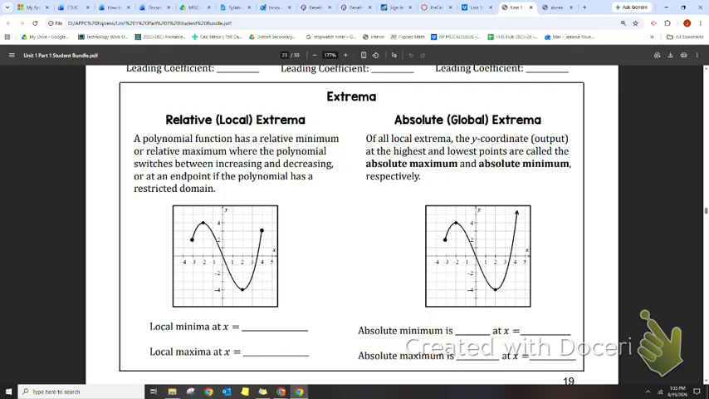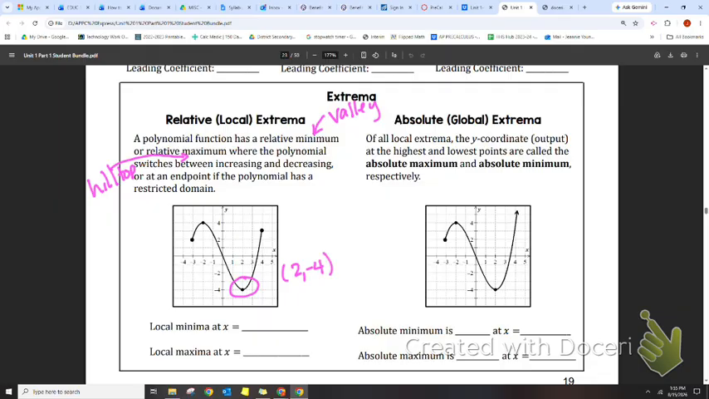So really what we're looking for here, if we're looking for a relative or local minimum, is a valley. And if we're looking for a relative or local maximum, we're looking for a hilltop. So let's go ahead and look at the graph below it. It says, do we have any local minima or any local maxima? Well, remember, local or relative minima is a valley. And I do have a valley right there. And so that's going to be at the point 2, negative 4.